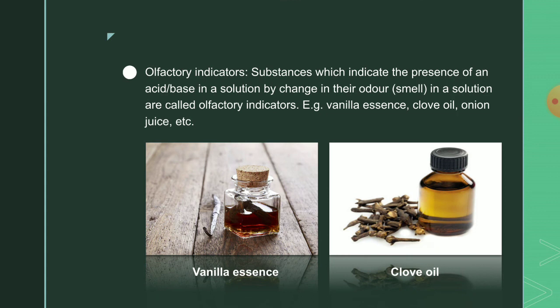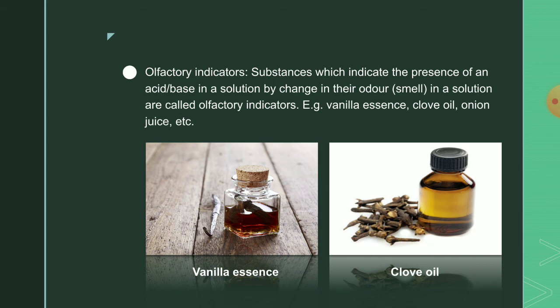Besides these kinds of indicators, we also have another kind of indicator called olfactory indicators. So what are olfactory indicators? Olfactory indicators are a particular kind of indicator which help us identify a substance as an acid or base with the help of odor, not colors. Earlier we checked with the help of a particular color. Now with the help of odors. Odor means smell. Particular smells will give the indication that a substance is an acid or base.